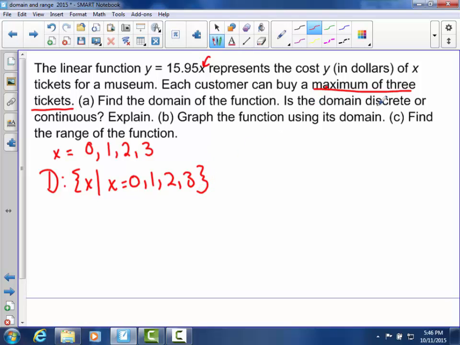Is this domain discrete or continuous? And then explain. This is a discrete graph because it's not an interval. There's nothing in between 0 and 1. So the way I like to say it is you can't buy parts of a ticket.